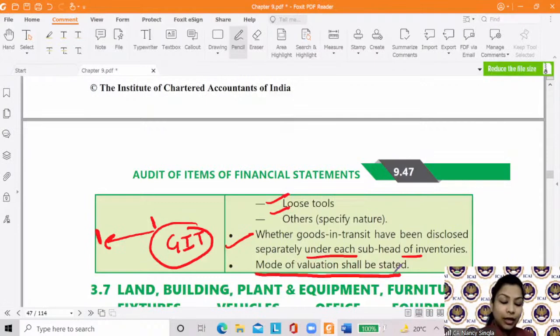In reserves and surplus we did the difference between reserves, revenue and capital reserves. Then we saw the existence, completeness, valuation. It was very simple, remember. And then we did the disclosure requirement. Borrowing, we did borrowing, then we covered our trade receivables. Then today we have done what? Our cash and cash equivalents. And the last topic that we have covered is inventories.